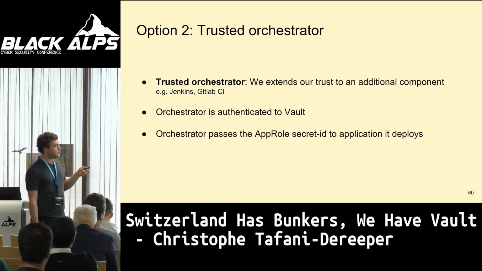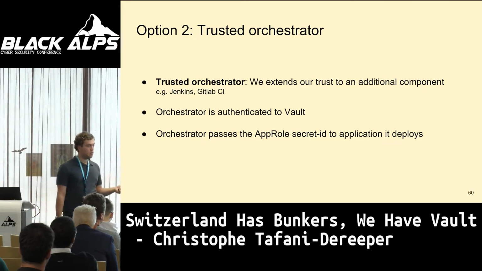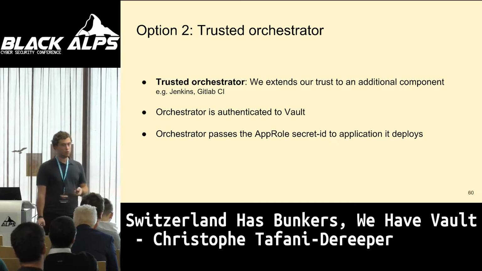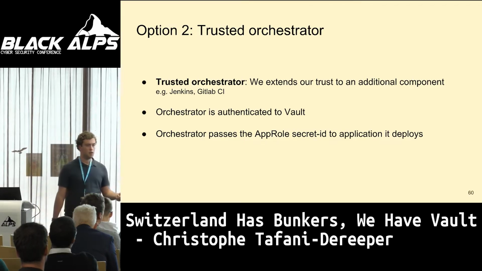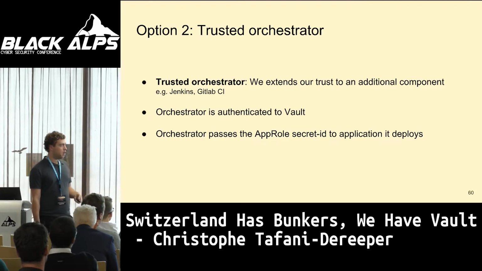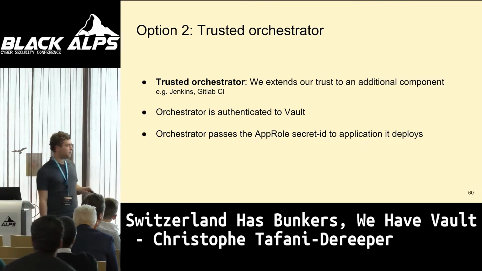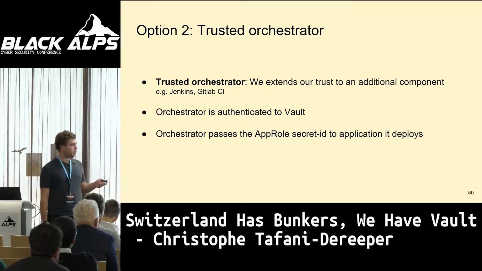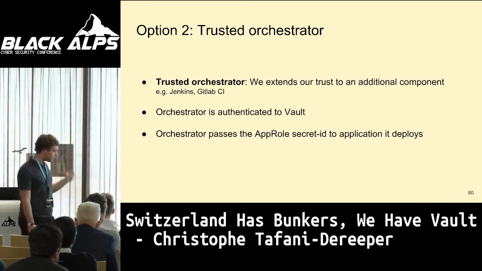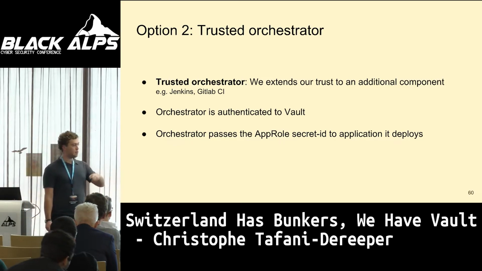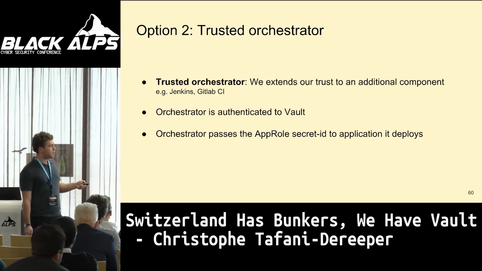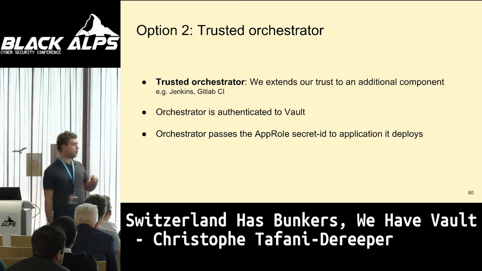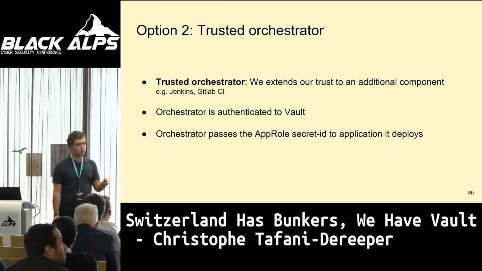So one option is called the trusted orchestrator. It's the HashiCorp terminology. So this is basically when you extend your trust to an additional component, something like Jenkins or GitLab CI, which is going to deploy your applications. And we call that the orchestrator. I'm not super convinced about the terminology, but let's stick to that. And here you have your orchestrator, which is authenticated to Vault. So it makes some requests to Vault. And the goal is that it's able to pass the AppRole secret ID to the application when it deploys it. Okay.